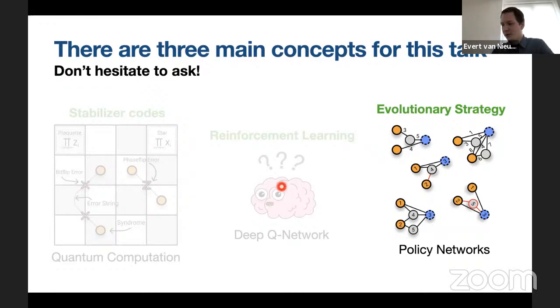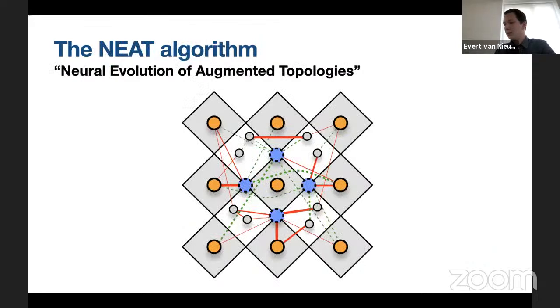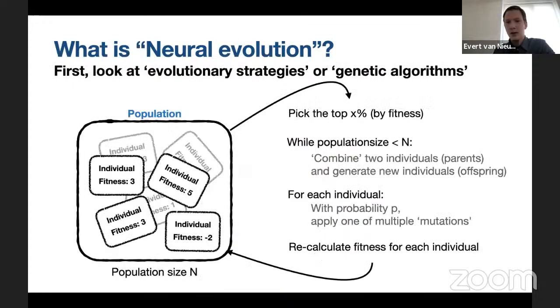We've seen reinforcement learning, in particular the Deep Q network quickly. We've now seen how we can formulate the stabiliser or the toric code or the surface code as a game in which we move the syndrome points. This evolutionary strategy is something that I think is fun to look at. It's a different way of solving, or playing, that game, and it involves so-called policy networks. The algorithm that I want to discuss is called the NEAT algorithm, which stands for Neuroevolution of Augmenting Topologies. What that means, I'm going to explain shortly.